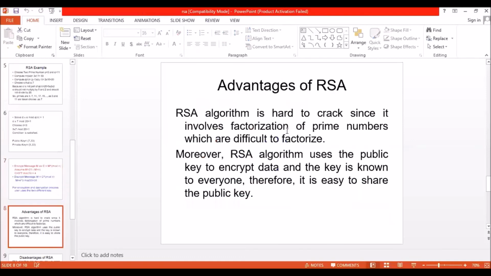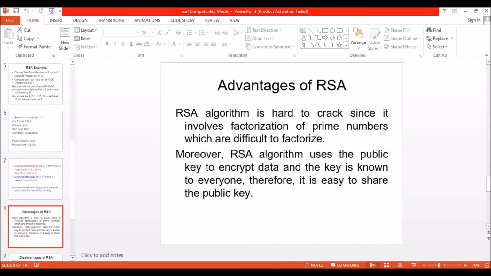Then, the advantages of RSA. The RSA algorithm is hard to crack since it involves factorization of prime numbers, which are difficult to factorize. Second, the RSA algorithm uses the public key to encrypt data, and the key is known to everyone. Therefore, it is easy to share the public key.